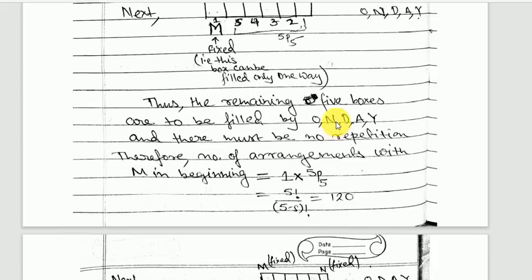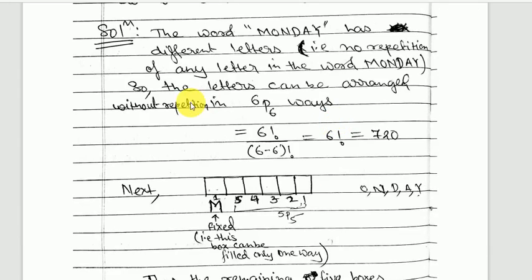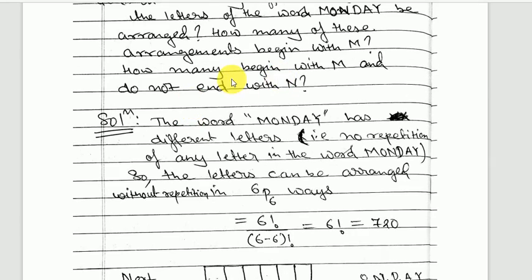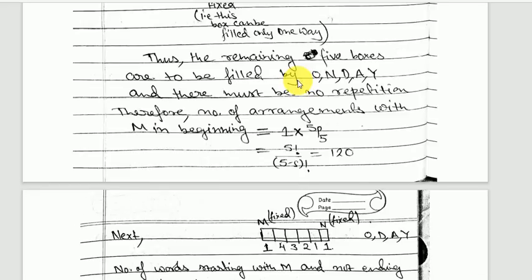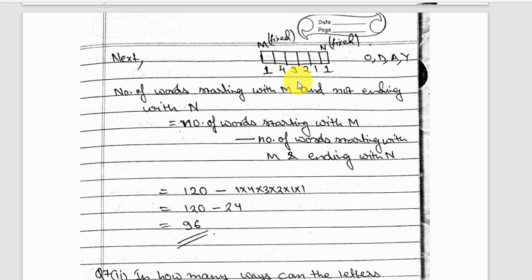Now the next question was how many arrangements will start with M but do not end with N. So let's see how we can find that. Next, we will have these six boxes over here where the first should be M and the last should be N. So firstly, we'll find the number of arrangements where it begins with M and ends with N.